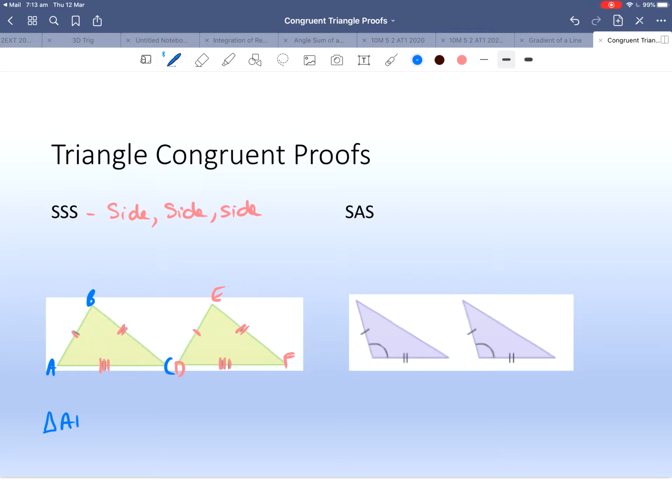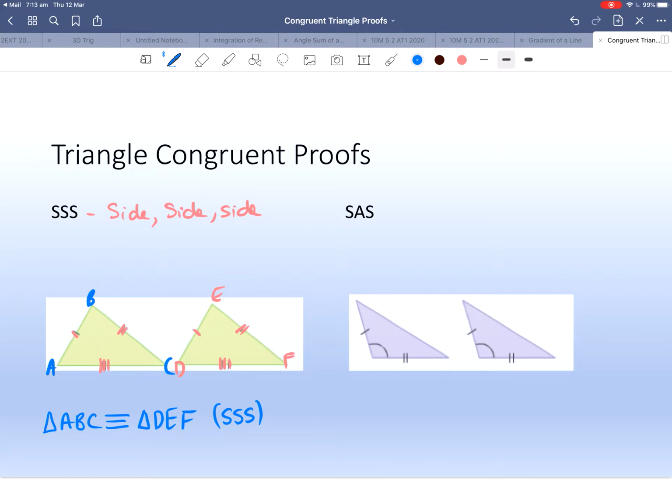triangle ABC is congruent to triangle DEF. This symbol looks like an equals sign, but it's a higher level of equals. Two $5 notes equal a $10 note, but they're not exactly the same. A $10 note is exactly the same as a $10 note. So congruency is a higher order of equals in essence. And we put our reasoning aside: side, side, side.